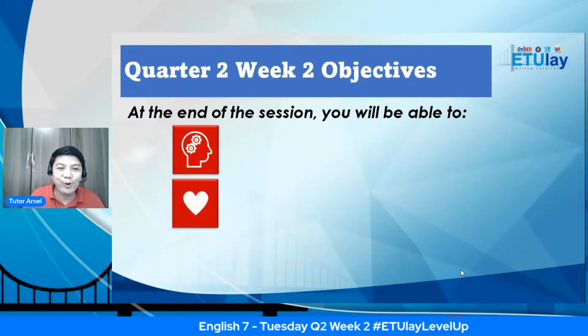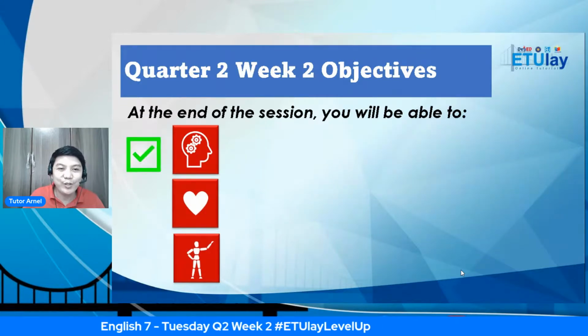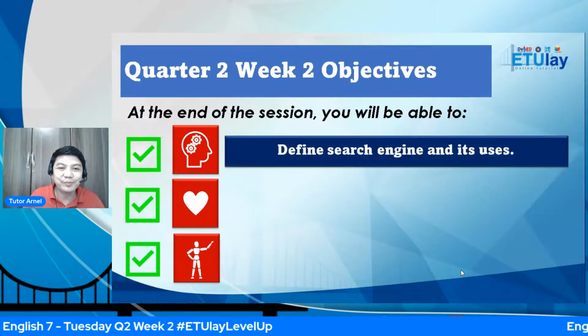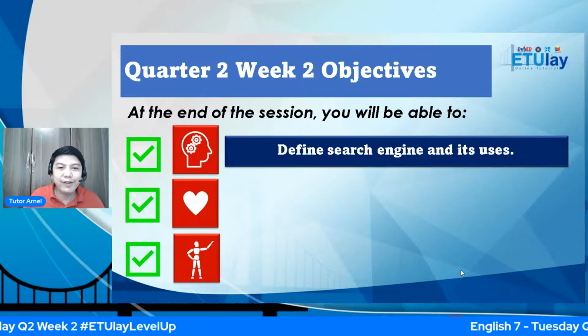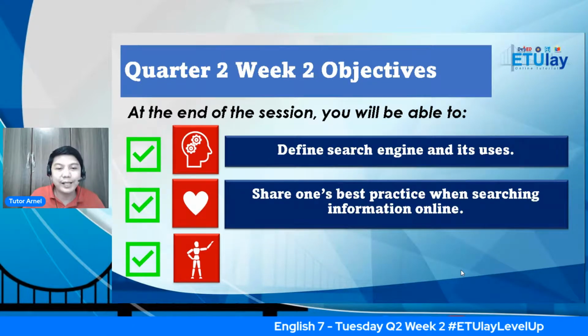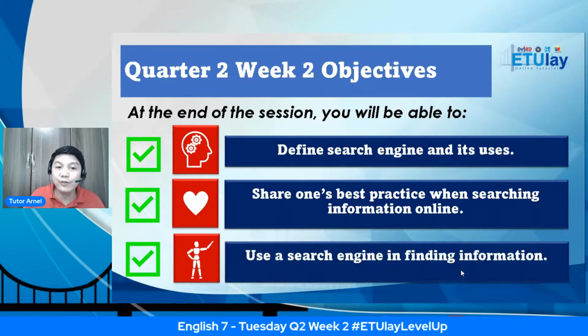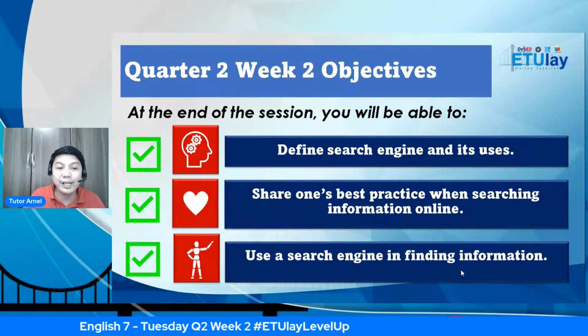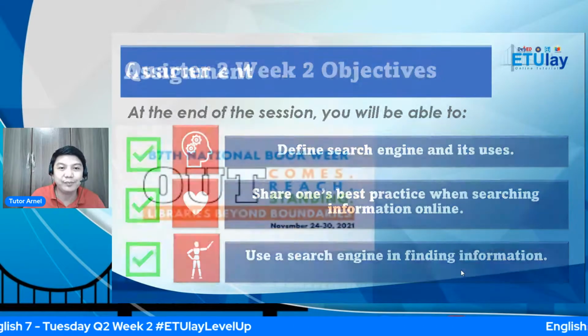Now, let's check if all of the objectives were met for today's lesson. For our cognitive domain, of course, we were able to define search engine and its uses. We were able to share one's best practice when searching information online. And of course, we were able to use search engine in finding information.